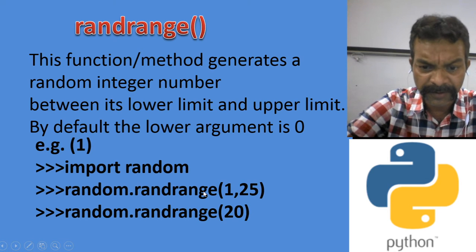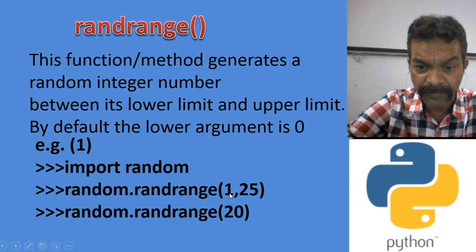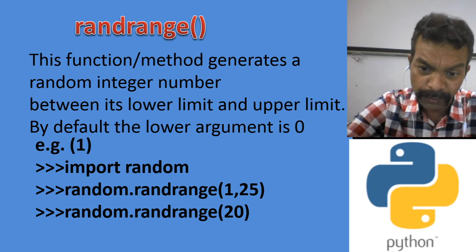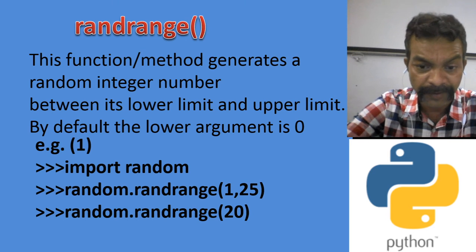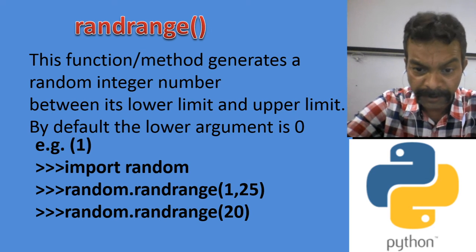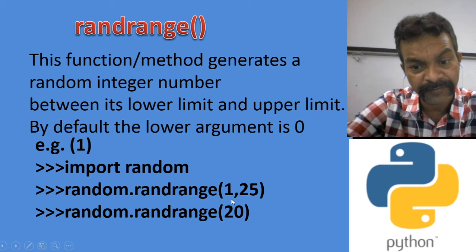So this function will return a value between 1 and 25. 1 and 25 will be excluded. This is not included in this. So it may be either 2, 3, 4 up to 24, but 1 and 25 will not be the number given by the randrange function.